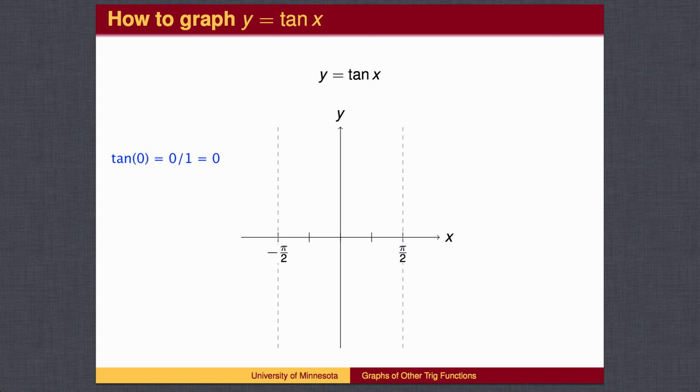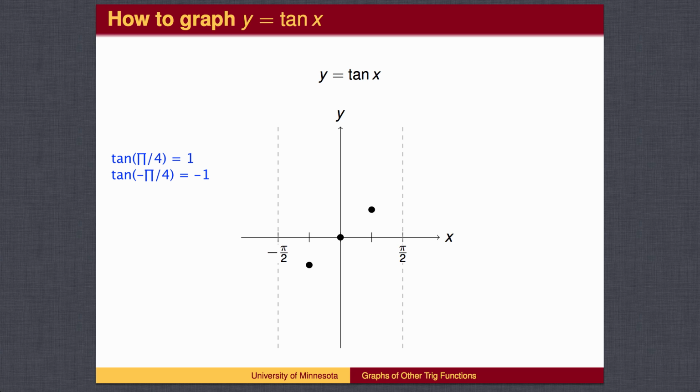Sine of 0 equals 0 and cosine of 0 equals 1, so the tangent of 0 is 0 over 1, which is 0. So we'll place a point at (0, 0). The sine and cosine of pi over 4 are both the square root of 2 over 2, and when you divide square root of 2 over 2 by itself, the answer is 1. So we'll place a point at (pi over 4, 1).